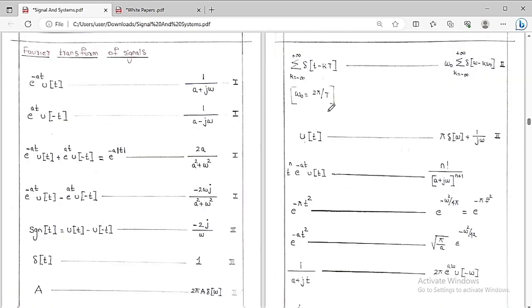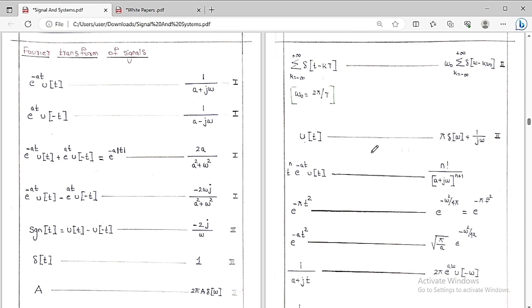And here it is a periodic signal. It's an impulse train, a periodic signal having time period T: sigma k equals minus infinity to plus infinity of delta of t minus kT, where omega naught is equal to 2 pi by T. It has a Fourier transform omega naught into sigma k equals minus infinity to plus infinity of delta of omega minus k omega naught. And for u of t, the Fourier transform is pi into delta of omega plus 1 by j omega.